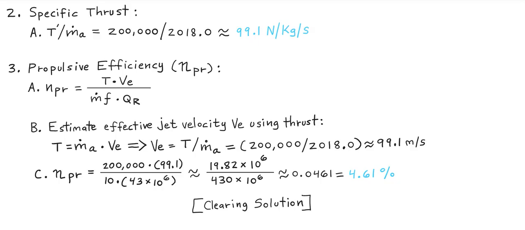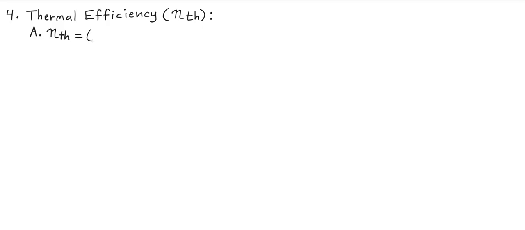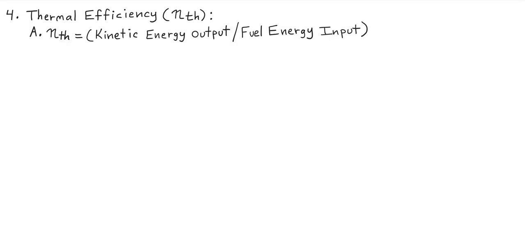All right, so we'll clear these two solutions and go on to 4. 4 is the thermal efficiency eta sub TH, so that's just the thermal efficiency, or the kinetic energy output divided by the fuel energy input.